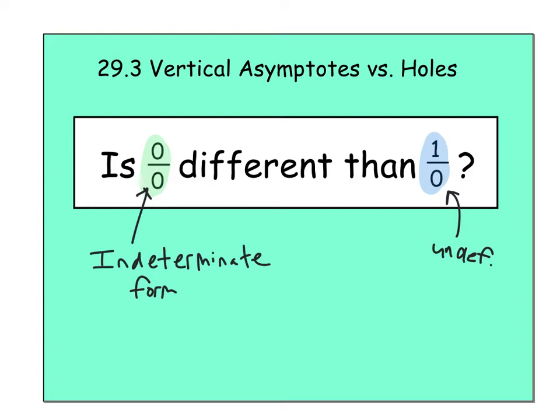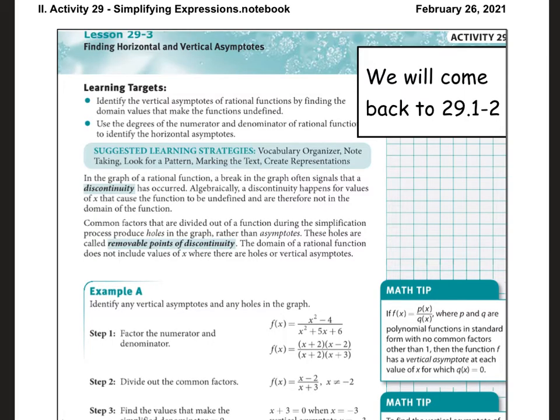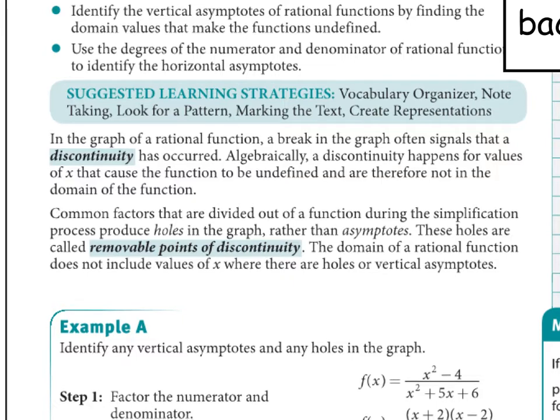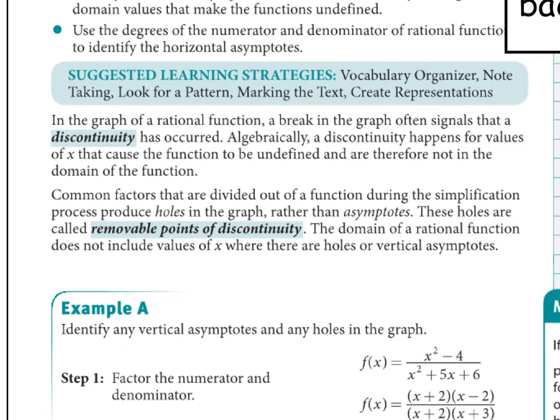Okay, and take a look at this. We're jumping ahead a couple of sections, and we're going to come back. This is basically saying that in the graph of a rational function, a break in the graph often signals a discontinuity. That's a fancy word. Functions are going to be continuous if they go through all x values, but these rational functions, we've seen vertical asymptotes are some x values the graph does not go through, so it would not be continuous.